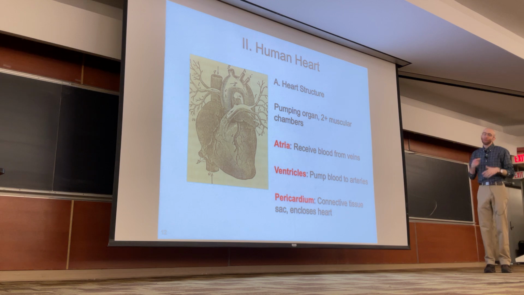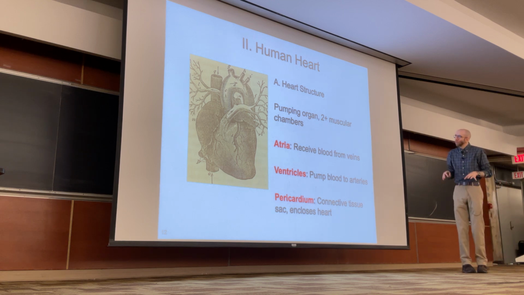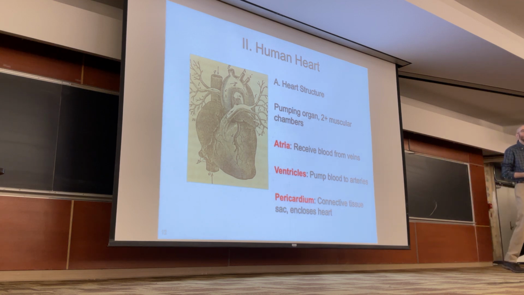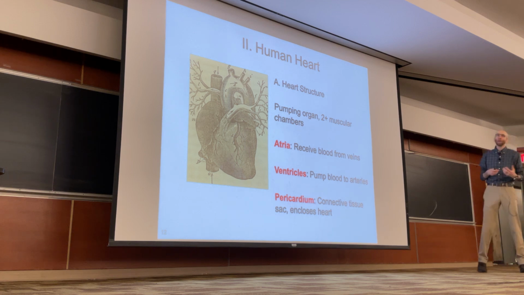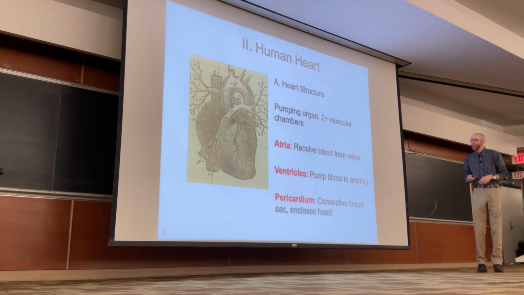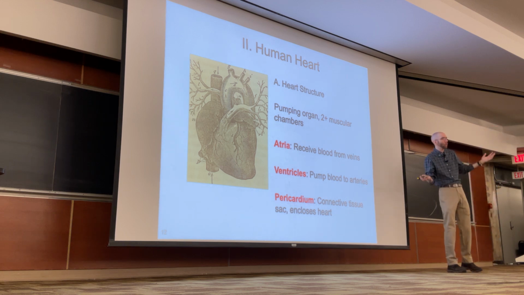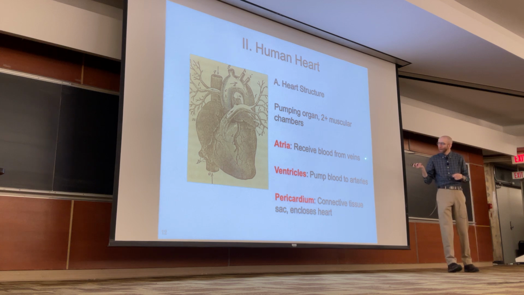So the heart, we're going to talk about the structure, then we're going to talk about how it works. It is a muscular pumping organ. It has, depending on the species you're looking at, 2 or more chambers that are going to contract, and in doing so, they're going to move blood through the circulatory system. So the atria, the singular is atrium, those are the upper chambers. Those are the chambers that are going to receive the blood from veins. And then the ventricles are the typically larger lower chambers. Those are going to pump the blood out to the arteries.